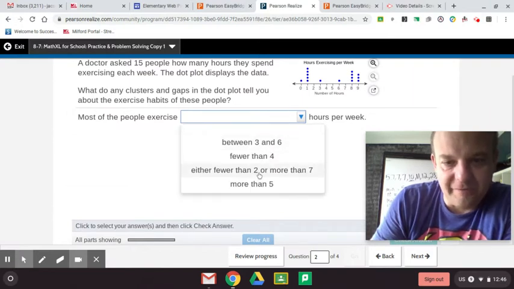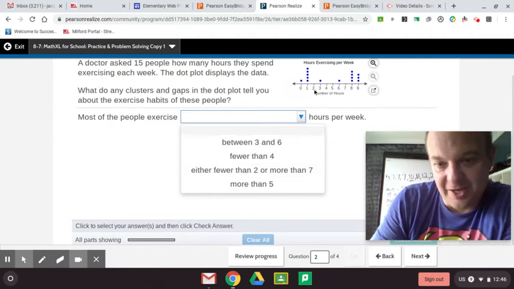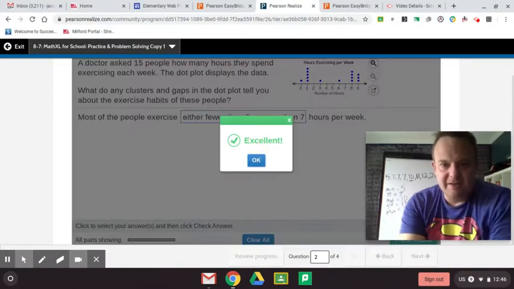Okay, so either fewer than 2 hours. Yeah, fewer than 2 does not include 2. Or more than 7. More than 7 does not include 7. Yeah, so that one. That's an interesting graph.